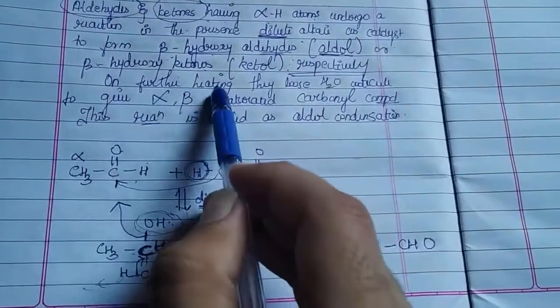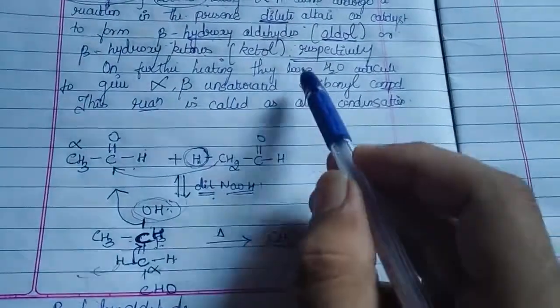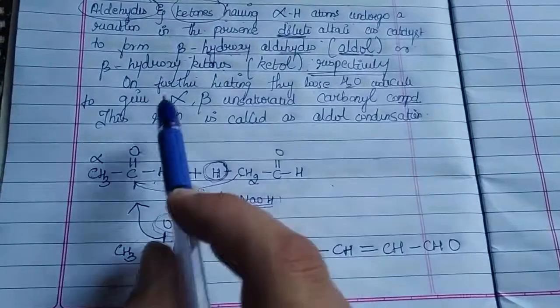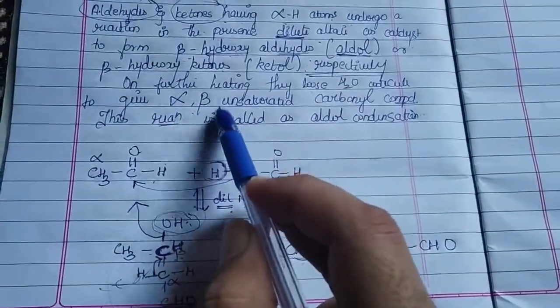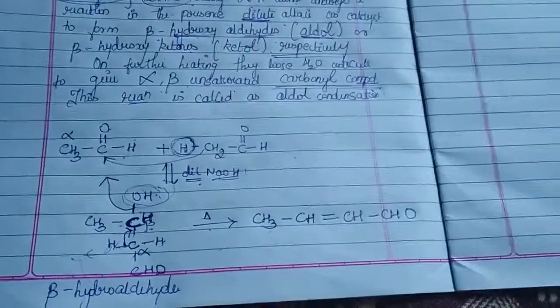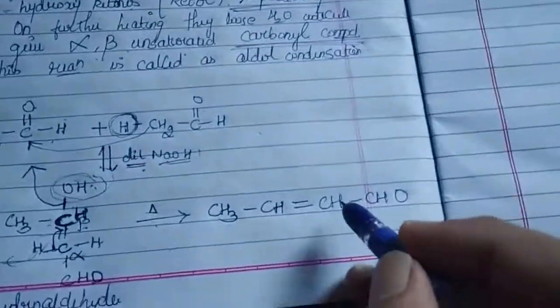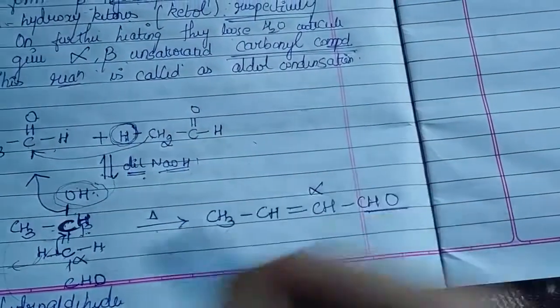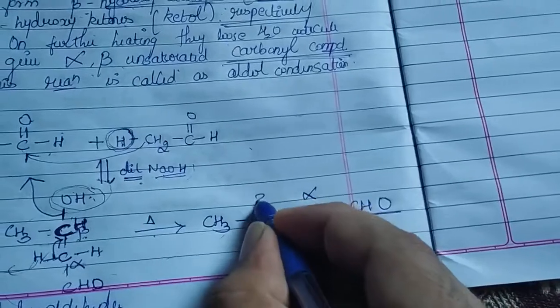Now let us talk about its another product. On further heating, they lose the water molecule. Okay, water molecule they have lost to form what? Alpha beta unsaturated carbonyl compound. Why this fellow is saying like this? Now this is my functional group. So now this is my alpha, this is my beta.